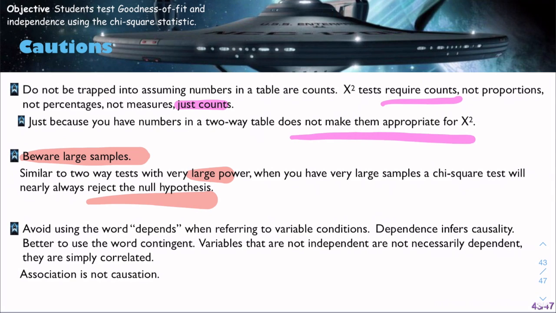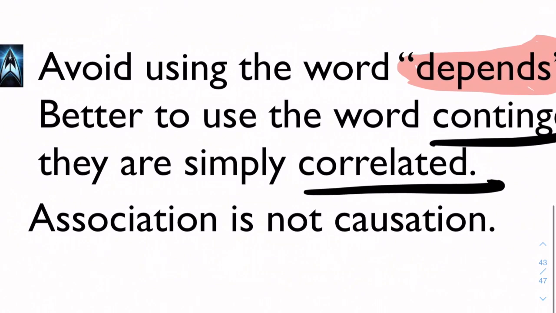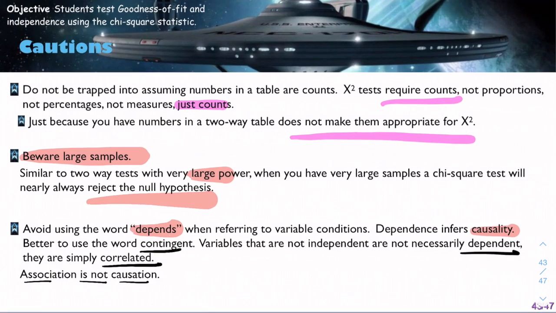Avoid using the word depends when referring to variable conditions. Dependence infers causality. Better to use the word contingent or contingent upon. Variables that are not independent are not necessarily dependent. They are simply correlated. Remember, association is not causation.